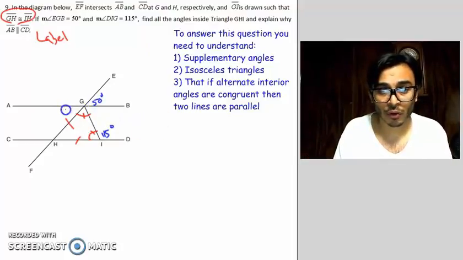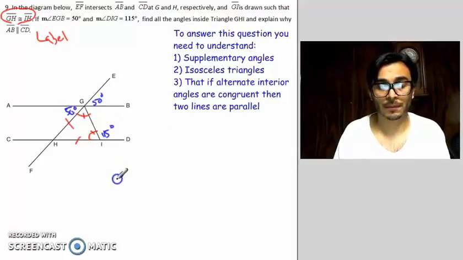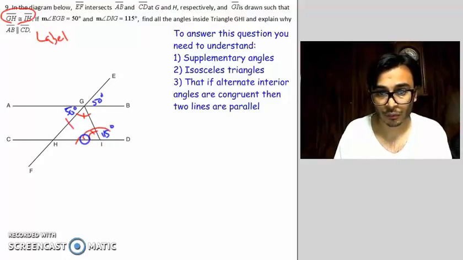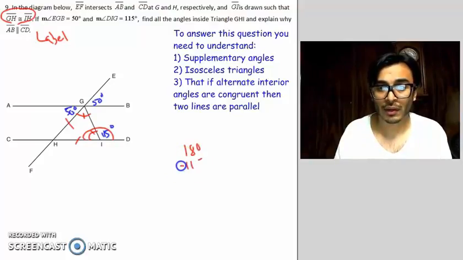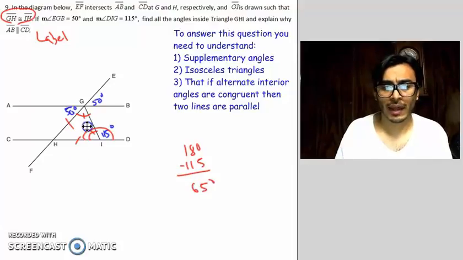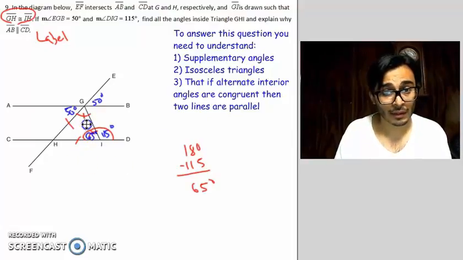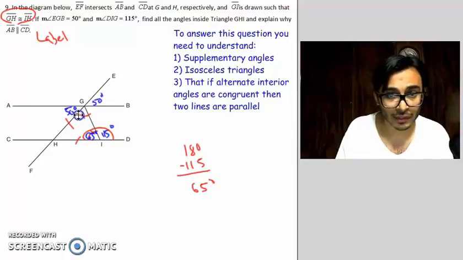Well, I know these are vertical angles. So this is 50 degrees. I know that these angles right over here, they are supplementary. These angles here I'm talking about. So what's 180 take away 115? That is 65, right? So then that means that this angle here is 65 degrees. So let's write 65 degrees here. Remember we said that these 2 angles are equal because this triangle is isosceles. So let's write 65 degrees here.